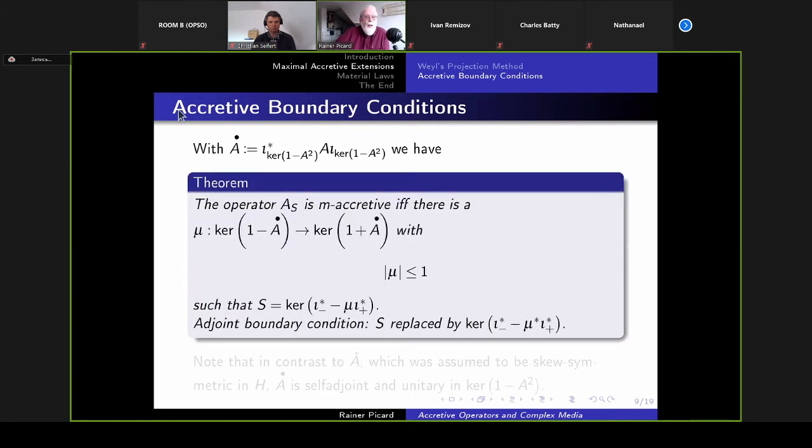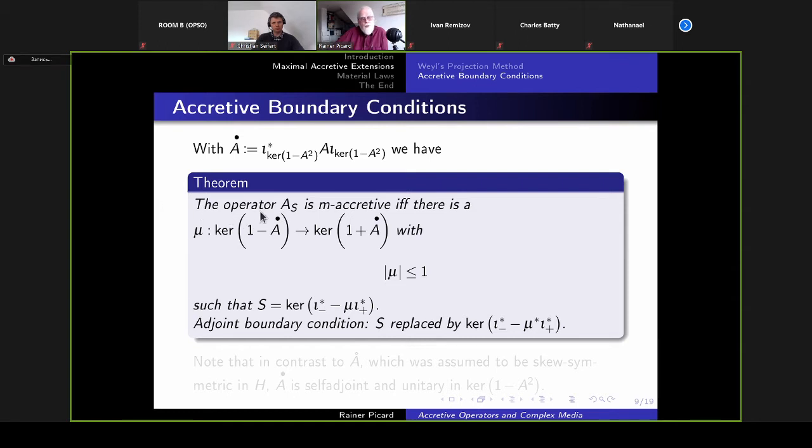So now the operator A, if I restrict it to the boundary data space, to the kernel of 1 minus A squared, also the image ends up in the kernel of 1 minus A squared. And so this projection here is really just the identity. This is just to ensure that this operator A dot is an operator from the boundary data space to the boundary data space. So with this concept in mind, we get the following characterization.